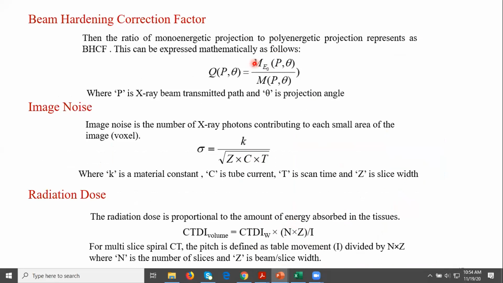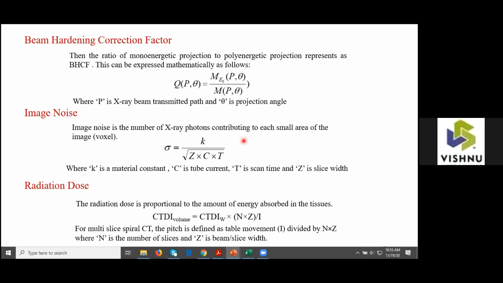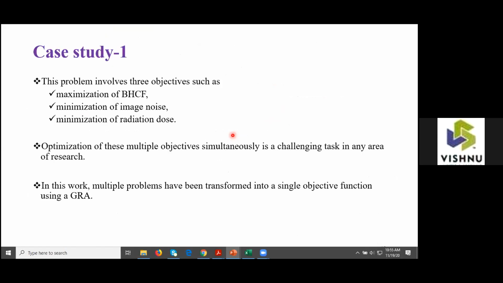Like this, you have to decide which factors are affecting, and those affecting factors you have to consider as the input parameters. That is the design of experiments. From this, we decided these three input parameters play a vital role. The three input parameters we considered for doing this experimentation.